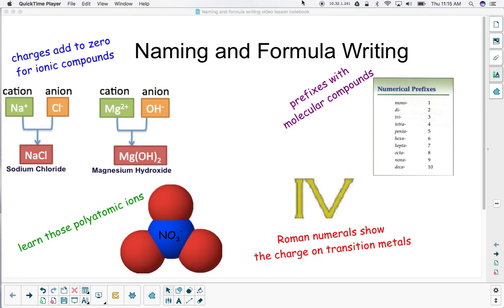Probably the most unusual one on the list is that tetra is for 4. The rest of these prefixes are very familiar from math class, like penta is 5, just like pentagon, hexa is 6, just like hexagon, and so on and so forth. It's also important that you know your polyatomic ions. I've got a nice picture of nitrate there for you. And remember that Roman numerals serve the function of showing the charge on transition metal ions and chemical compounds.